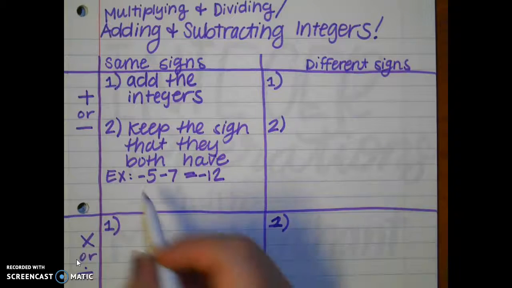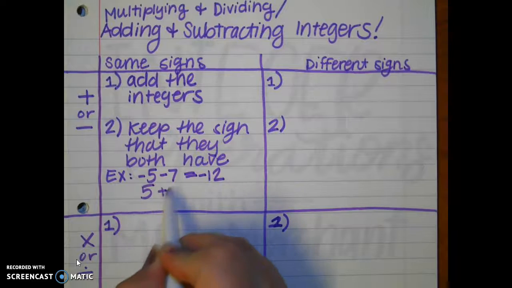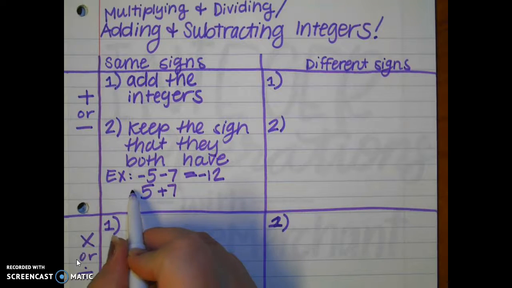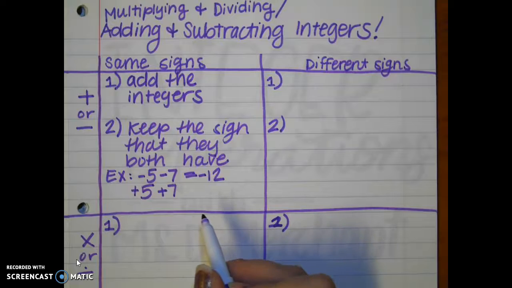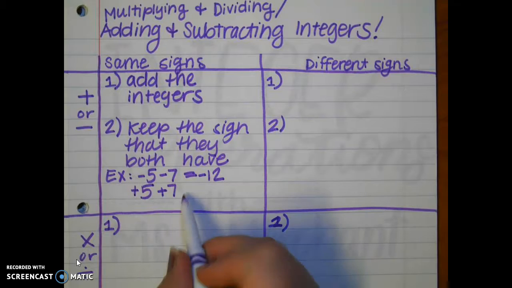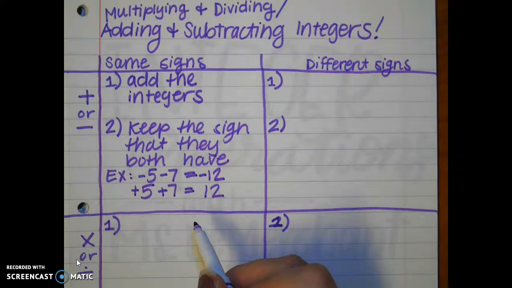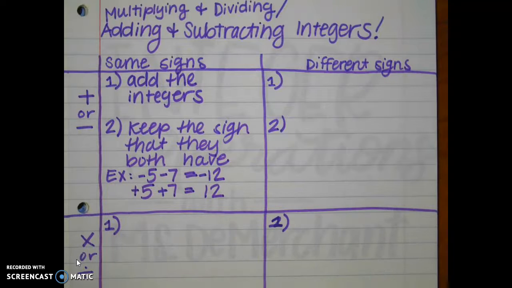Negative 12. Now let's say they're both positive. If it doesn't have a sign out in front, that means that it's positive, but we could add it out in front. So it's 5 plus 7. We're going to add the integers, 12. And we're going to keep the sign that they both have, which is positive. So it's just going to stay 12.